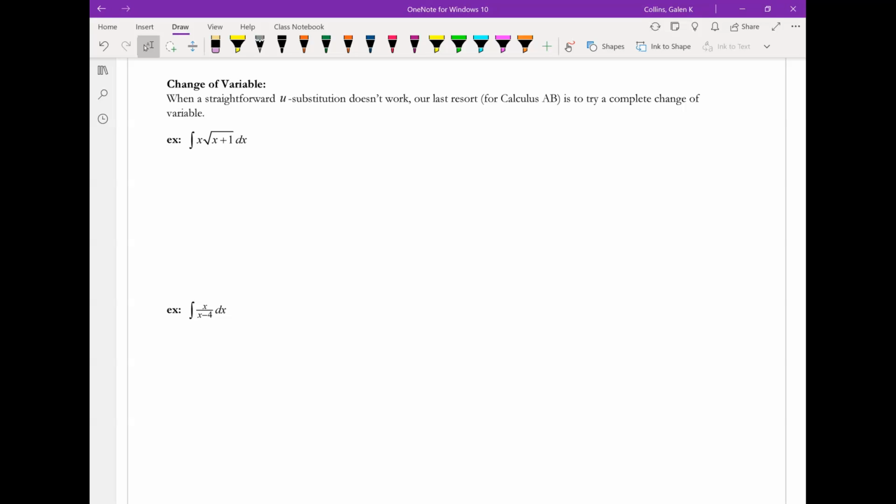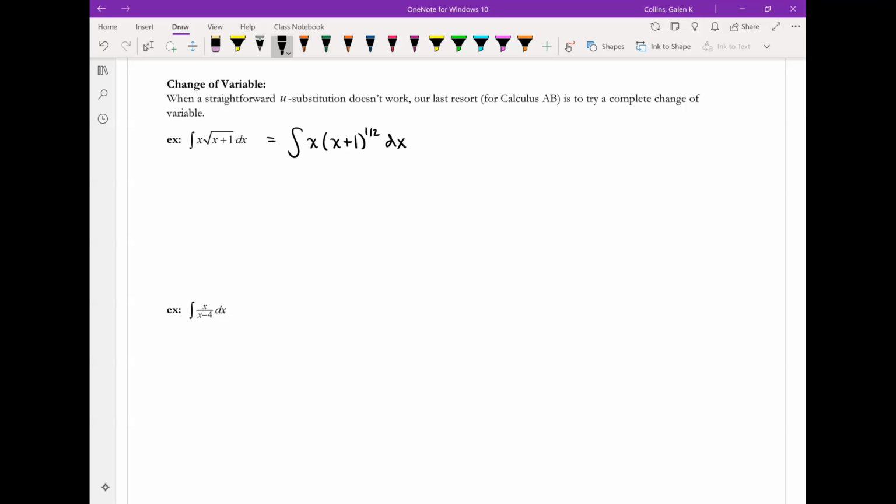All right, the last thing that we will do as far as u substitutions go, when a straightforward u substitution doesn't work, the last resort for our class is what's called a change of variable. And real fast, I want to point out that the reason we have to change variables really has to do with the form and the structure of both of these examples. So without doing any type of substitution, if we rewrite this as just the indefinite integral of x times the sum x plus 1 to the power of 1/2, here's the issue.